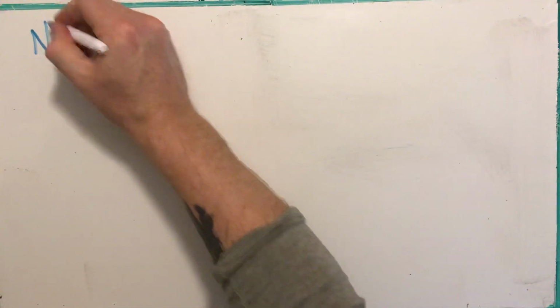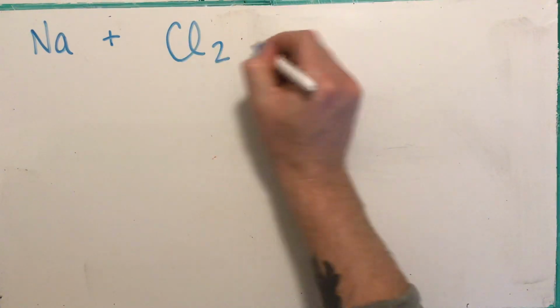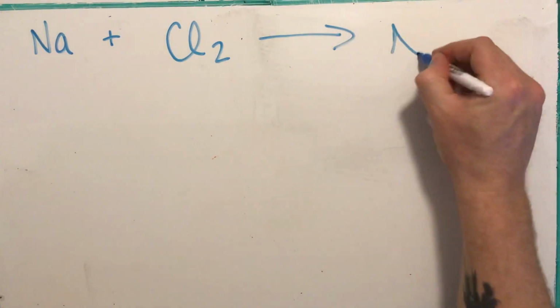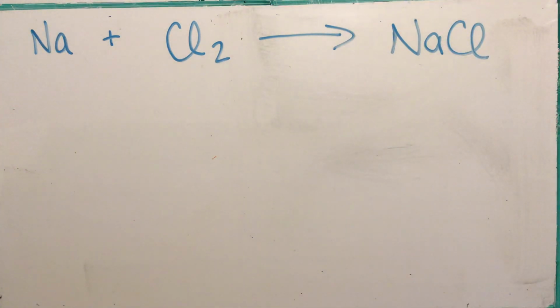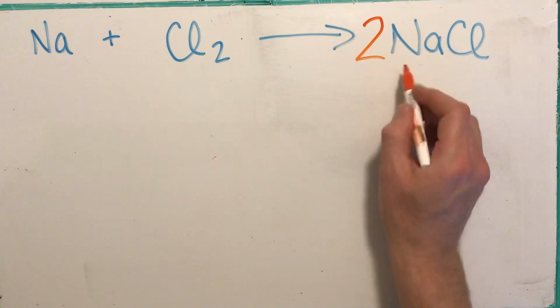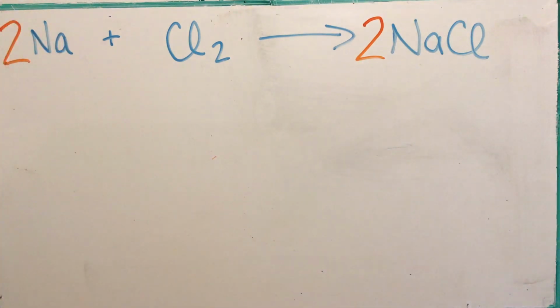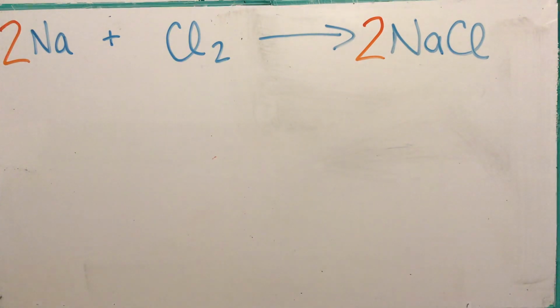So I've got Na, blue marker is running out, chlorine gas, and sodium chloride. To balance that out, I have 2 chlorines, only 1 here, so a 2 will go there, and then I've got to put a 2 in front of the Na. The first thing I need always is a balanced chemical equation. I have that now. All right?